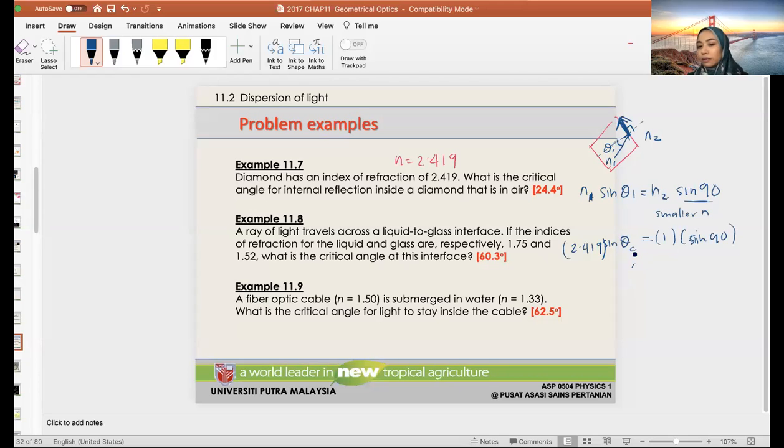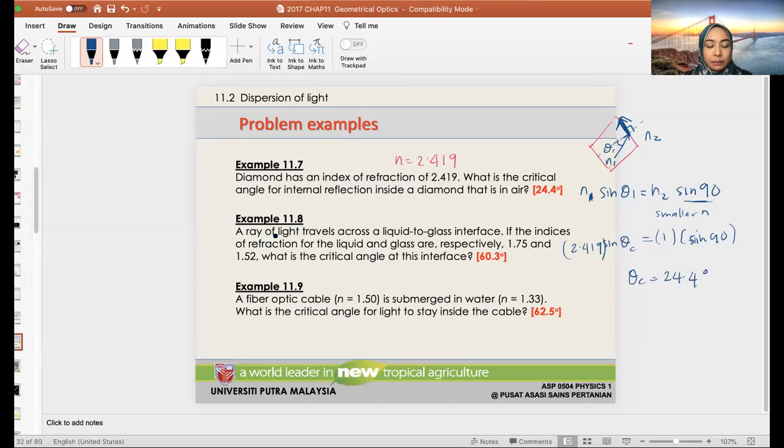Why can't I use this? Theta C, right. So let's use our calculator. Sin 90 is just 1. 1 times 1 is 1 divided by 2.419. Inverse sine, please make sure your calculator is in degrees mode. So the answer is 24.4 degrees. If you have questions, please just interrupt me.